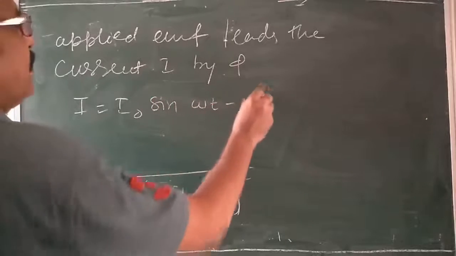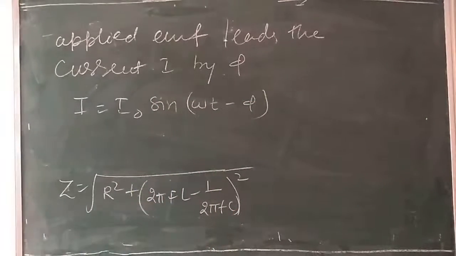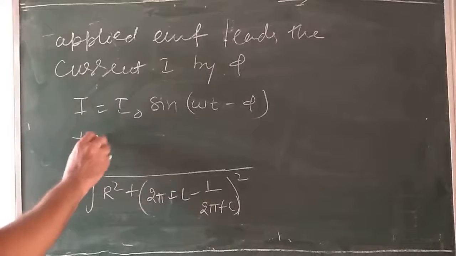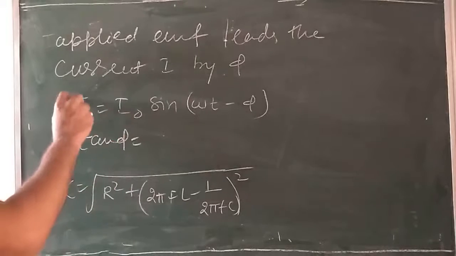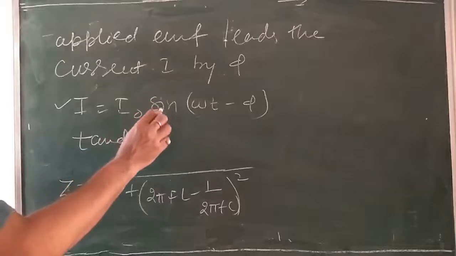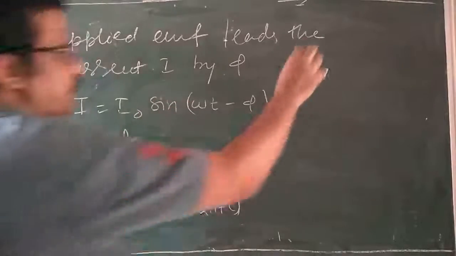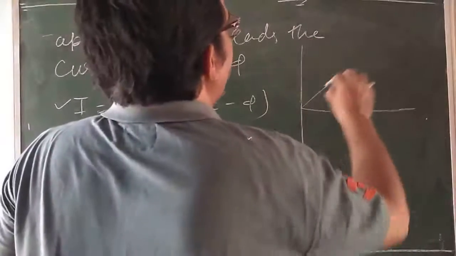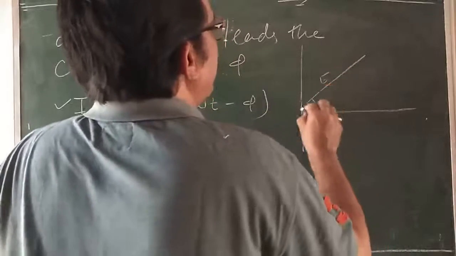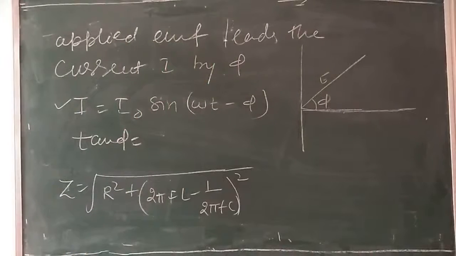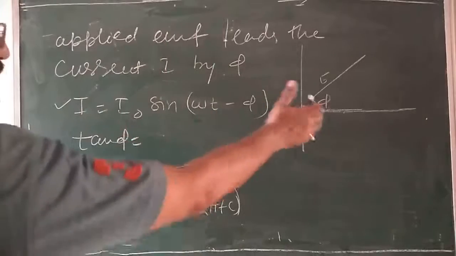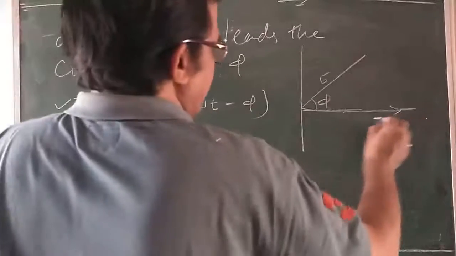So I can write here I is equal to I naught sin of omega t minus phi, where tangent of phi is given by a formula. First you see how it comes. Current lags behind the applied voltage. This is our circuit. Here is the applied EMF. So the current lags behind the resultant EMF by an angle phi. That's why it can be represented like this. This is our VR.